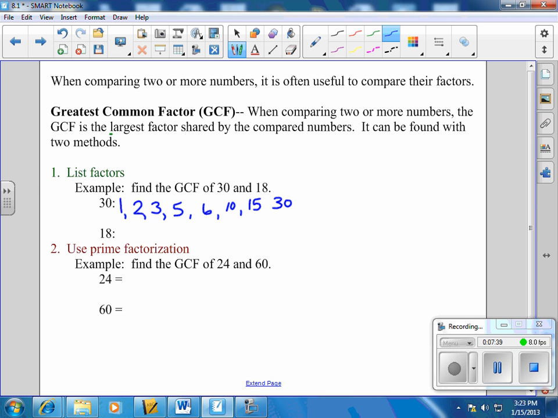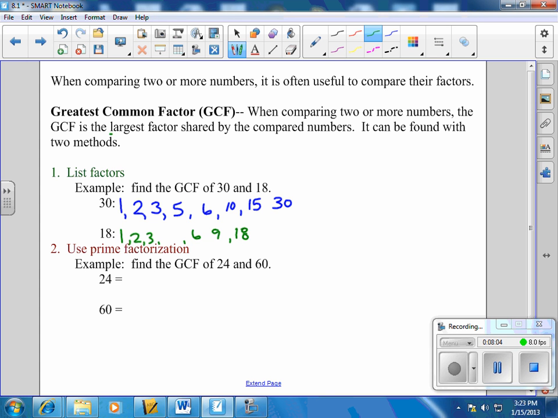And then do the same thing with 18. So we have 1 and 18. And then 2 can go into it 9 times. So again, nothing in between 9 and 18. And then 3 goes into it 6 times. And that is the middle. 4 can't go into it, 5 can't go into it, and then 6, we're already back on the other side.